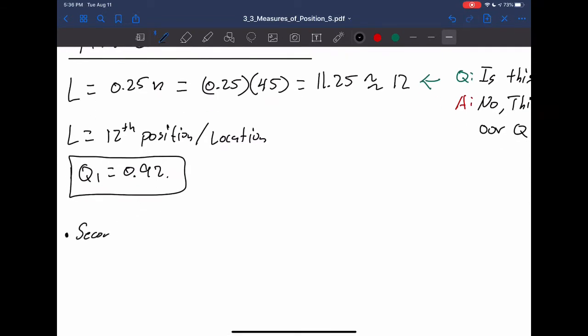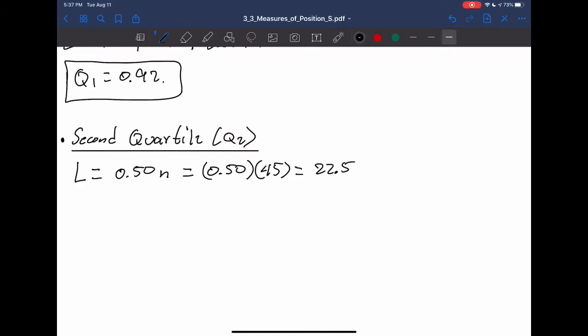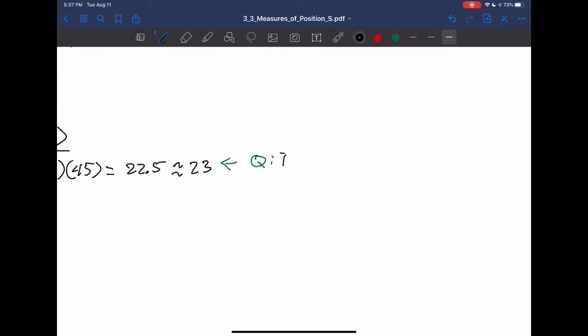Next, you want to compute your second quartile, or your Q2. Similarly, you want to compute this L, which is 0.5 times your N, which gives you 22.5. Since this is a decimal, you want to round up to the nearest whole number, which is 23. We always round up. So, same question. Is this value our second quartile, or our Q2? And again, the answer is no.